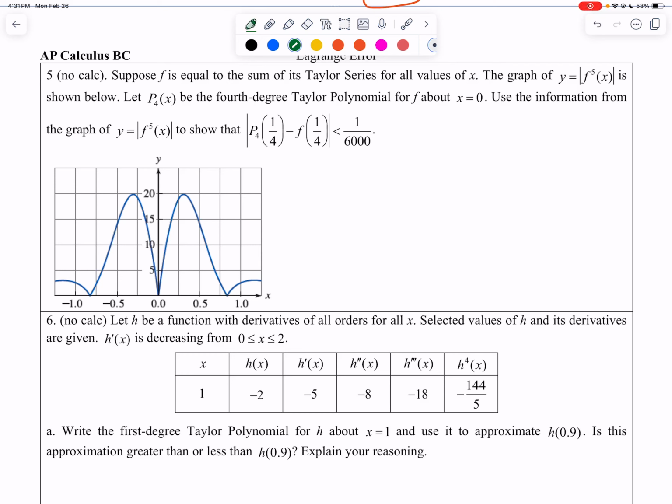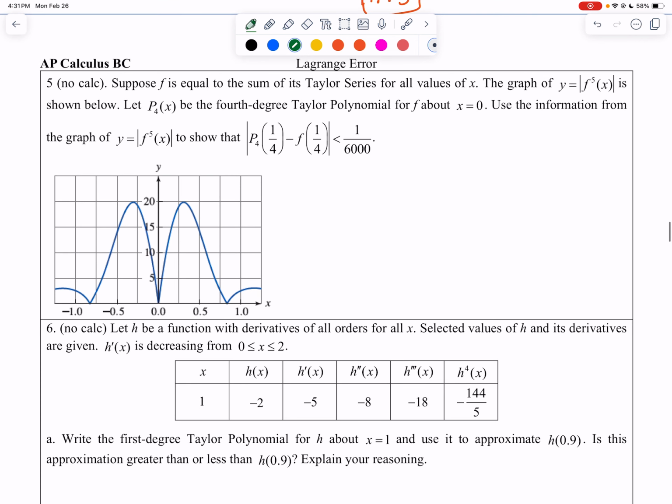Alrighty. In this video, we are going to go ahead and work more on Lagrange error. Number 5 is no calc. We have f is equal to the sum of its Taylor series for all values of x. And we have the graph of the absolute value of the fifth derivative shown below.